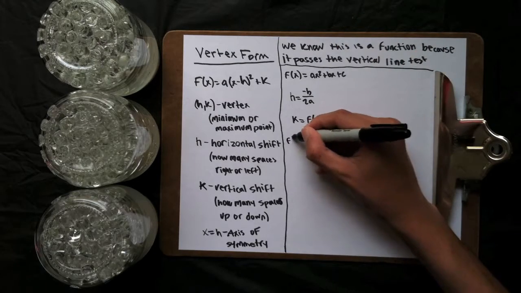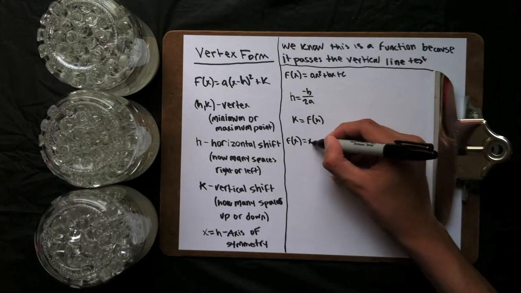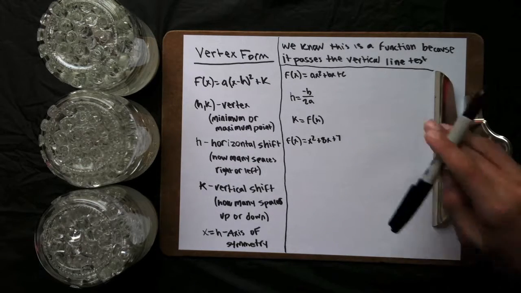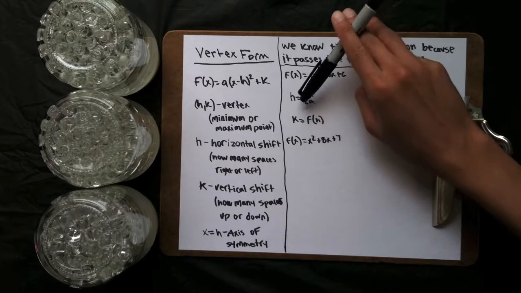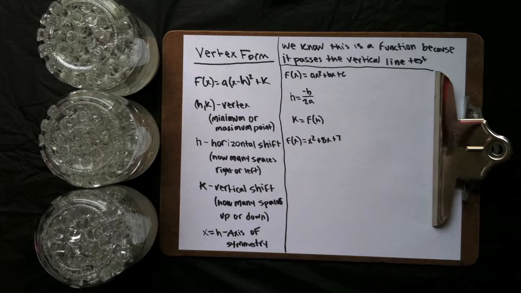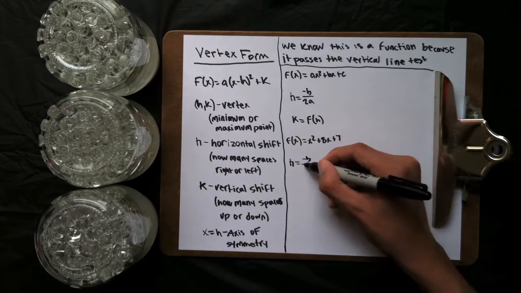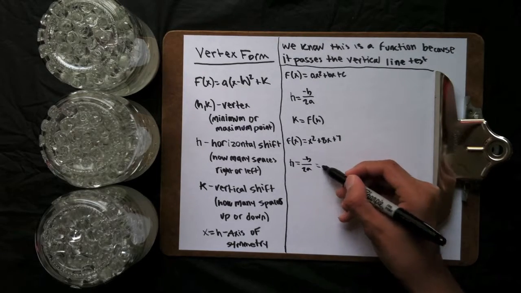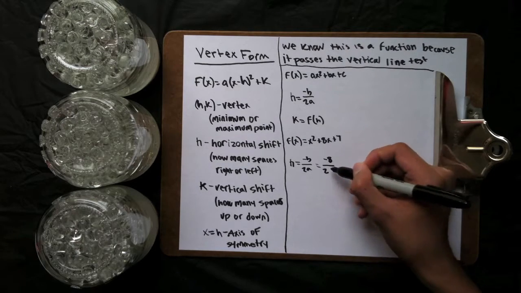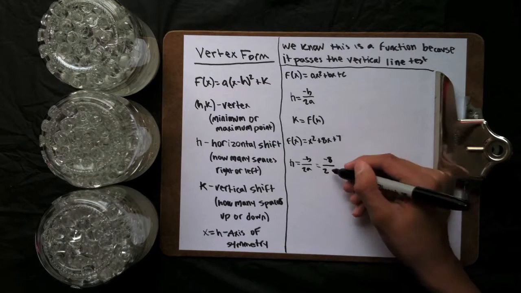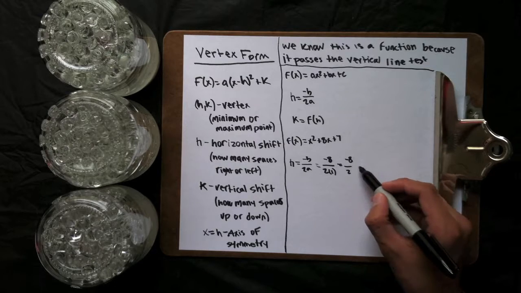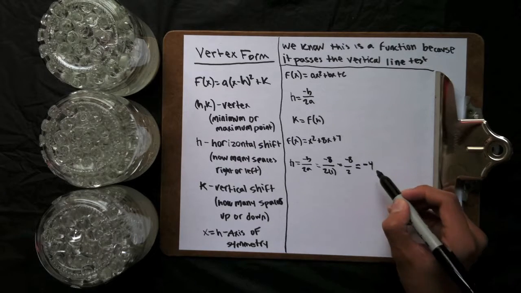So if you remember in the previous video, we used the quadratic equation f of x equals x squared plus 8x plus 7. We're going to use this to help us figure out h and k, and then we're going to turn this into this. So let's begin with finding h. Negative b would be negative 8 over 2, and a would be 1, equals negative 8 over 2, so h is going to equal negative 4.